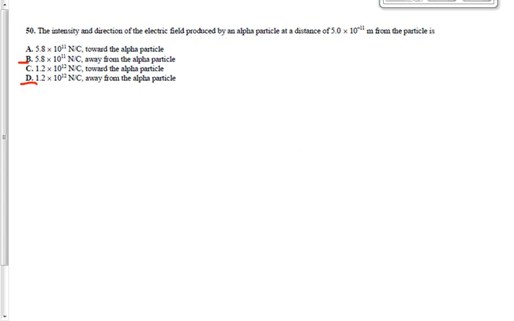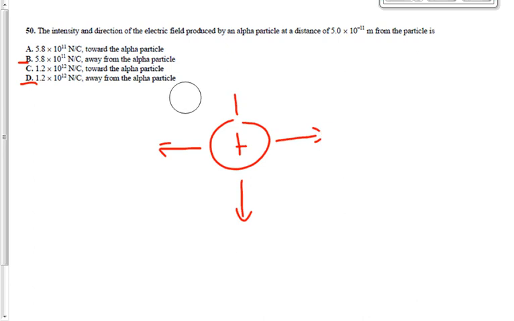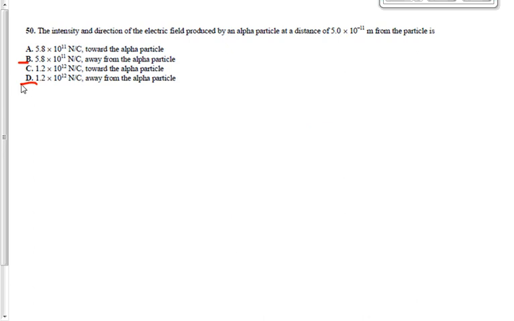Now, that means that everybody that submitted an answer here all recognized that it's going to be away from the alpha particle. That's good. The electric field always points away from a positive particle, and an alpha particle, you know from your data sheet, even though you don't really know what an alpha particle is, you know it's a positive charge, so it's going to be away from it. That's good. Everybody recognized that. Now the issue is, is it D or is it B?